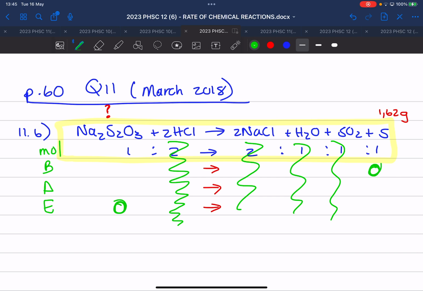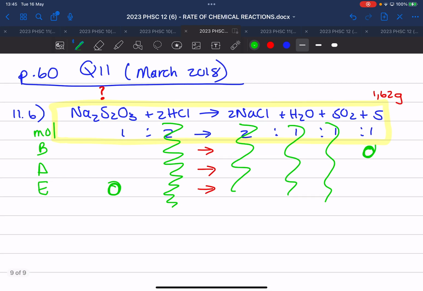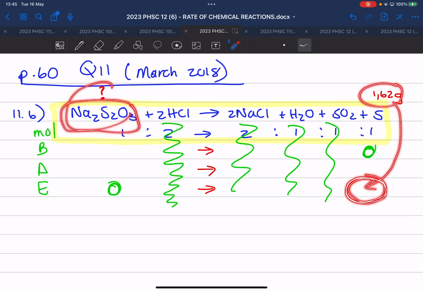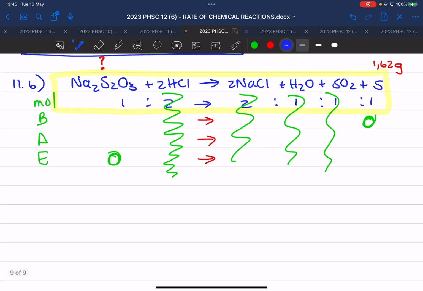Okay, so we are there. What are we going to do? Anyone? Plan of action. 1.62 is the mass of sulfur that we have at the end, and we want to know what we have here. Moles of what? Sulfur. Okay, good. So we're going to take that mass and calculate the mole.